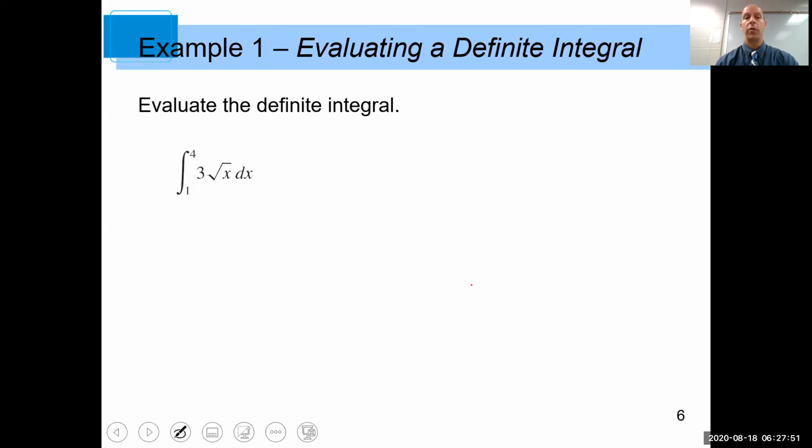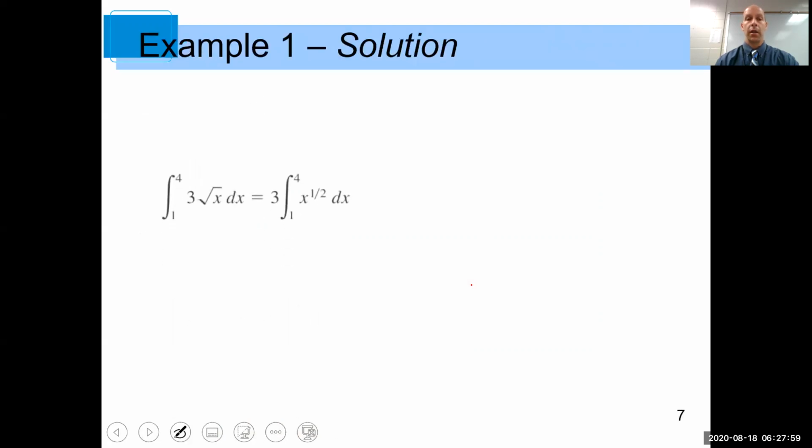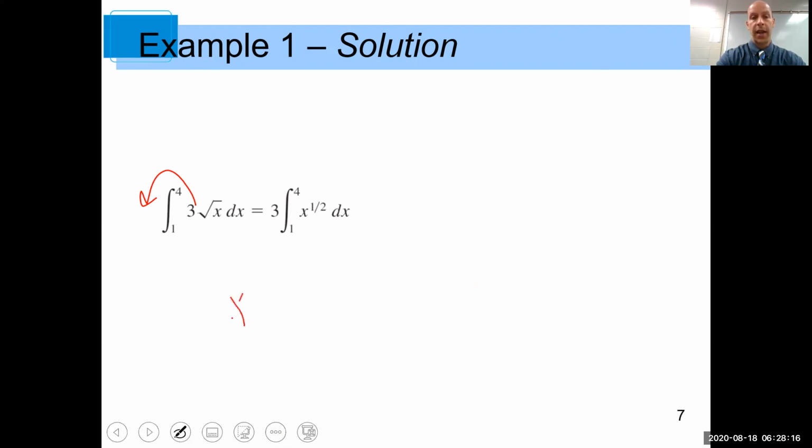So let's say we wanted to evaluate the definite integral from 1 to 4 of 3 square root x dx. So we want to evaluate this. The first thing that we could do is pull that constant factor 3 out to the front. Now the next thing we're going to have to figure out is what is the antiderivative for x to the 1/2.